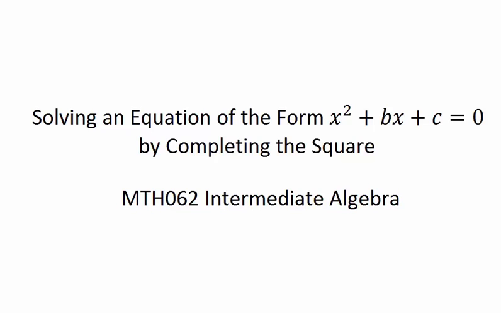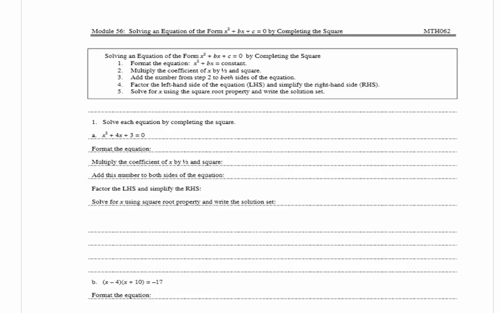In this video, we're going to be solving an equation of the form x squared plus bx plus c is equal to 0 by completing the square. And they give us a box that goes through the steps of completing the square, and we're going to see it step by step in the following examples.